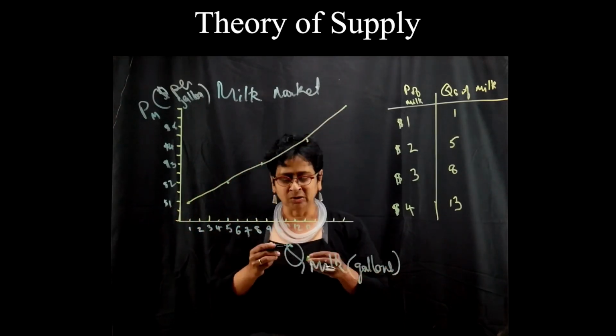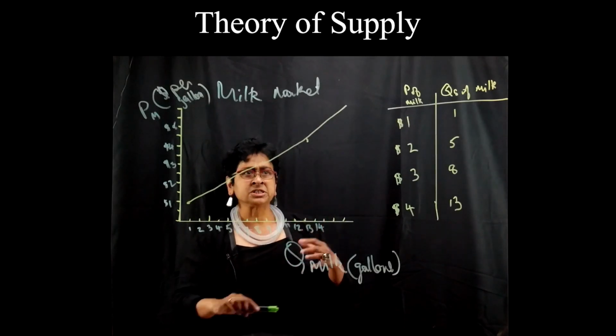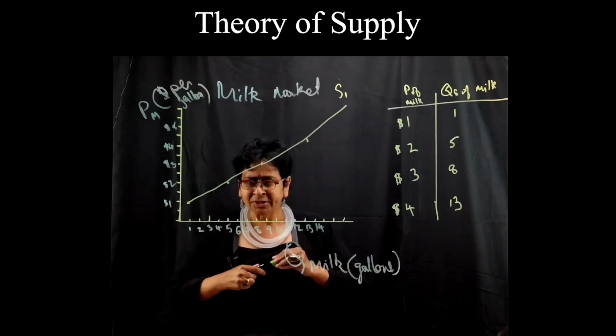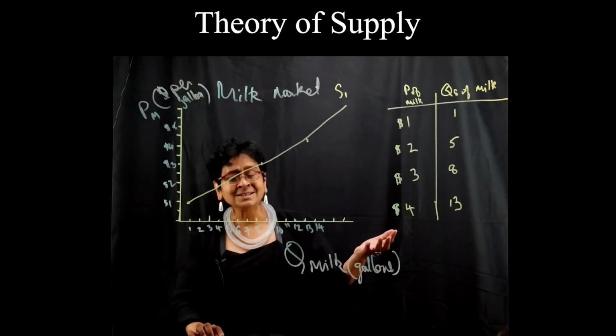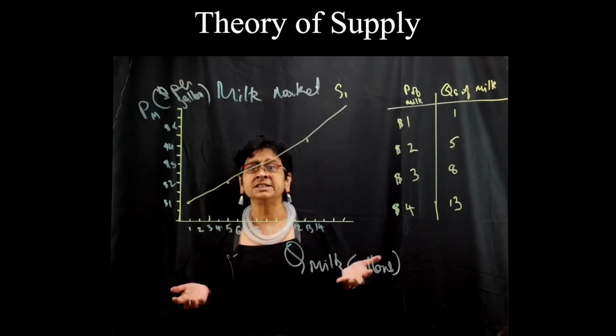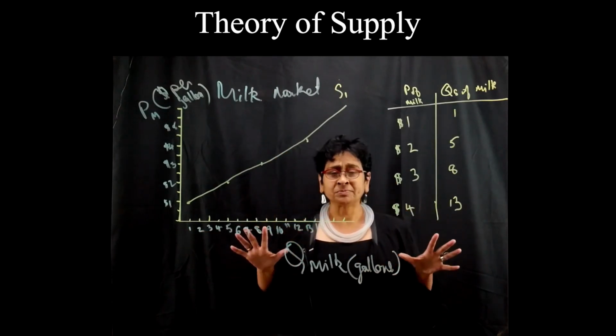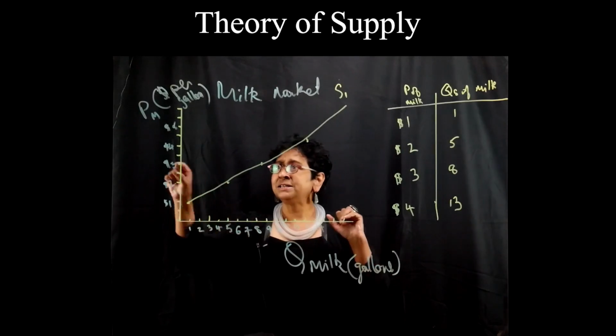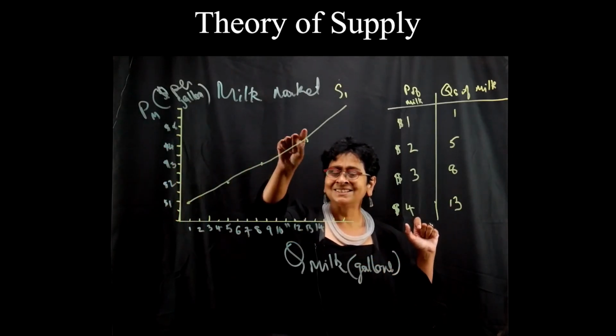And as you can see, this goes up. It's a positive slope. And that upward slope, so I'm going to call this S1, this upward slope reflects that as the price of the good goes up, the quantity supplied of the good goes up, ceteris paribus. So this is our visual representation, and a reminder that we're reading it from the price to the quantity.